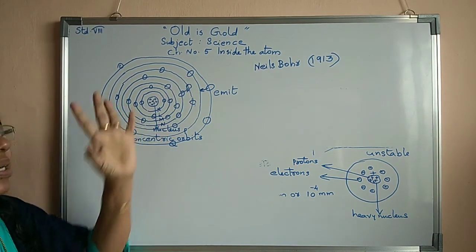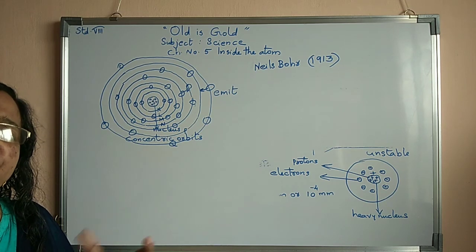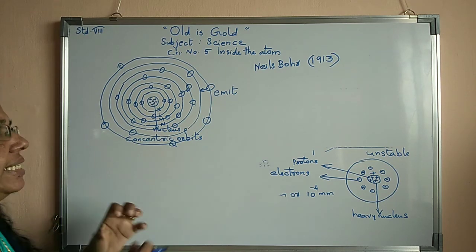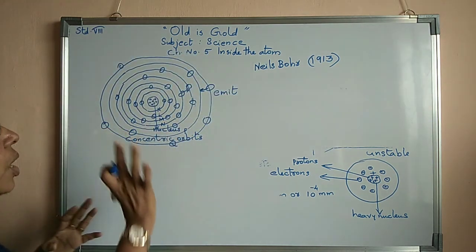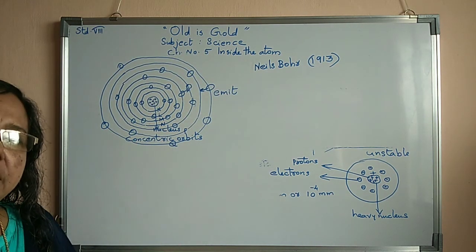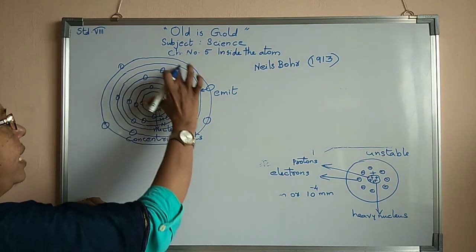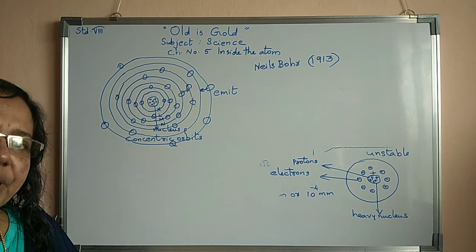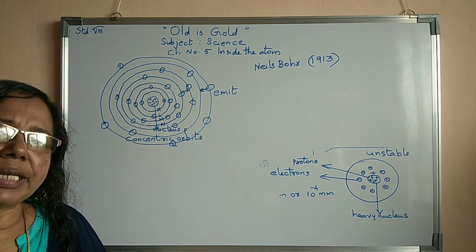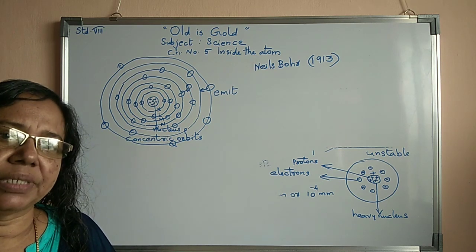That orbit will have an equal energy level. So we can say that in one orbit, all the electrons will have equal energy level. If you look at this orbit, all the electrons in it will have an equal energy level. As a result, atoms remain in a stable condition.